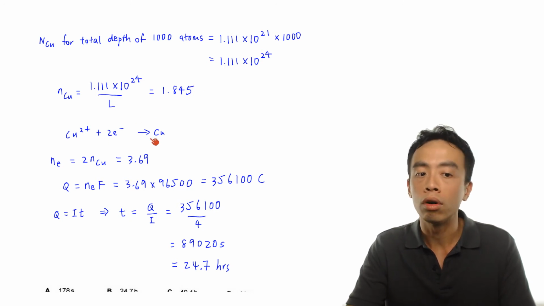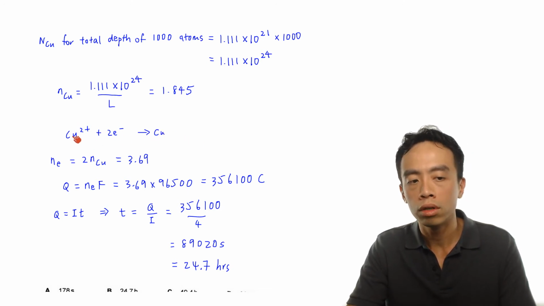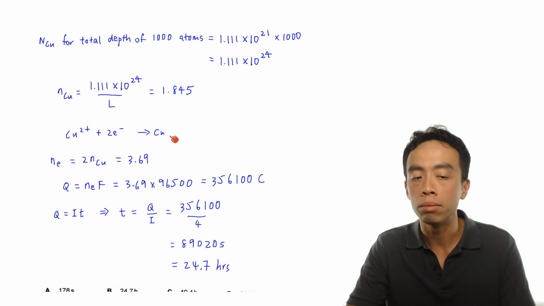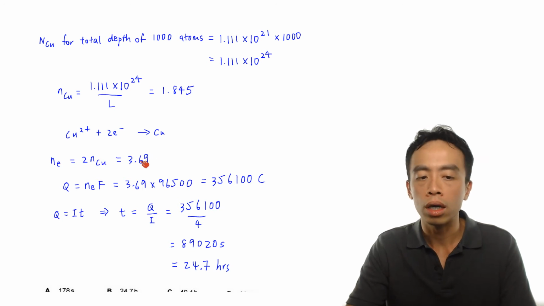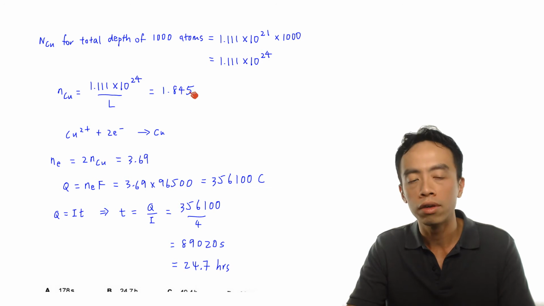Once I have the number of mole of copper, I can work out what is the number of mole of electron involved during this discharge. The mole ratio is here. So the mole ratio involving copper 2 plus 2 electron to give me copper metal, the number of mole of electron should be double or twice the number of mole of copper. So I can work this out to be 3.69. That means 1.845 times 2.